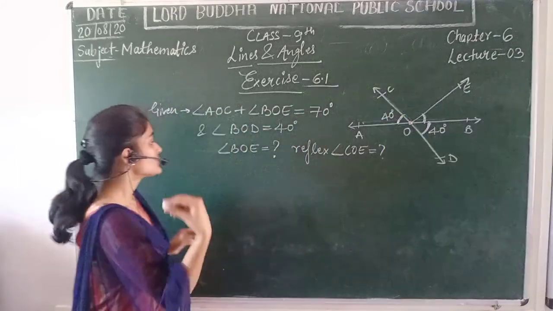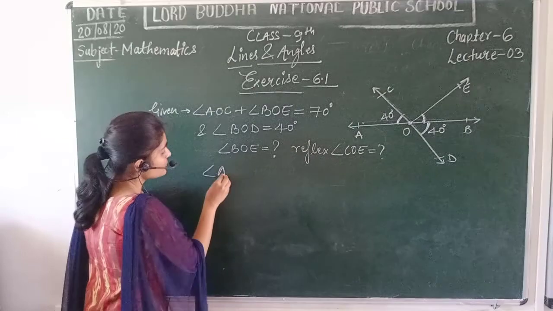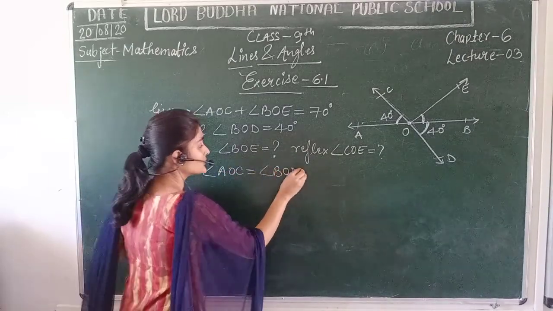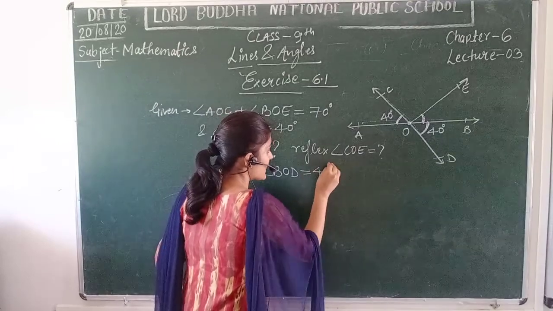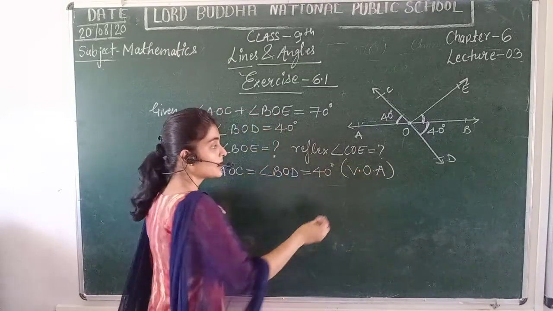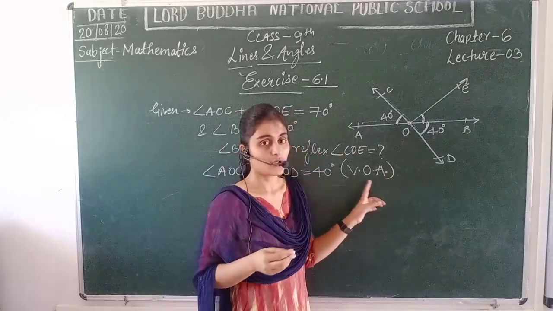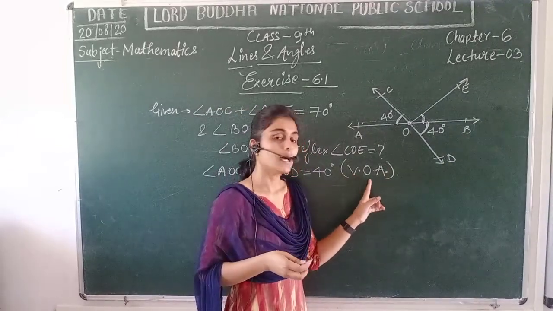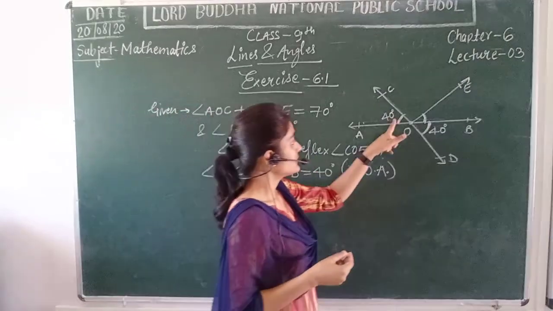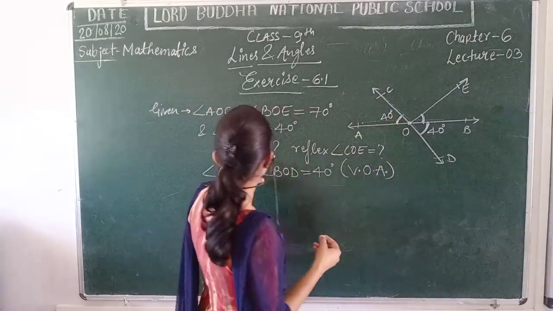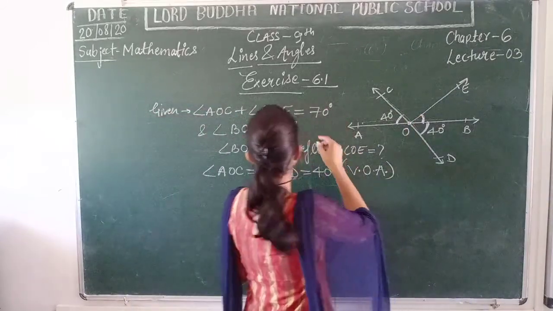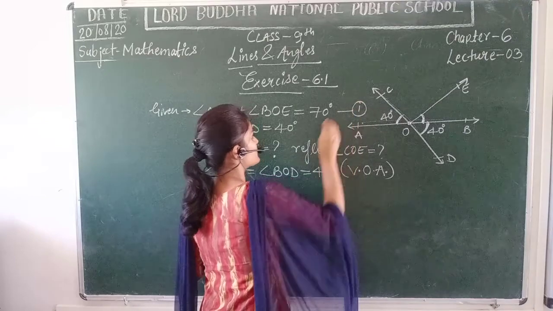So if this angle is 40 degrees, this one will also be 40 degrees. So you will write that angle AOC equals angle BOD, and both equal 40 degrees. And the reason is they are vertically opposite angles, right? I have written the abbreviation VOA, that stands for vertically opposite angles. Okay. Now you have found this one. Now you have to find BOE. So BOE is here.